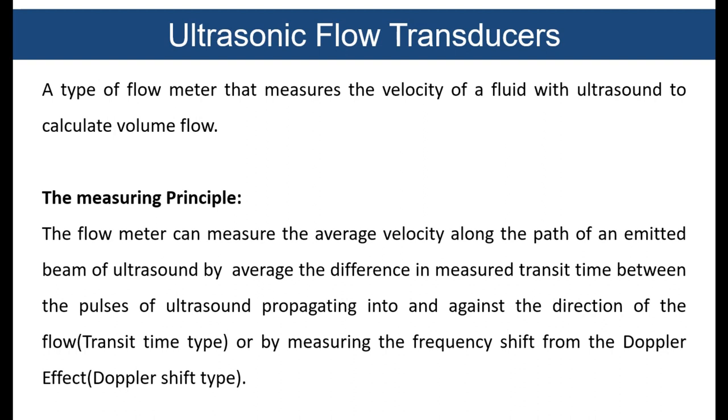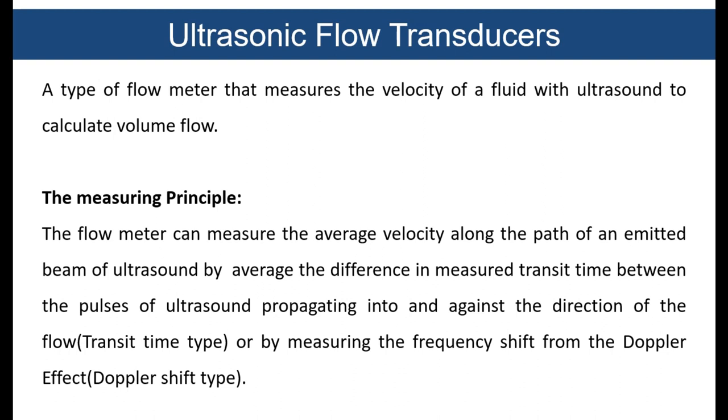Next we are going to see about the ultrasonic flow transducers. A type of flow meter that measures the velocity of a fluid with ultrasound to calculate volume flow. The measurement principle of this flow meter measures the average velocity along the path of an emitted beam of ultrasound by averaging the difference in measured transit time between the pulses of ultrasound propagating into and against the direction of the flow, that is the transit time type, or by measuring the frequency shift from the Doppler effect, the Doppler shift type.